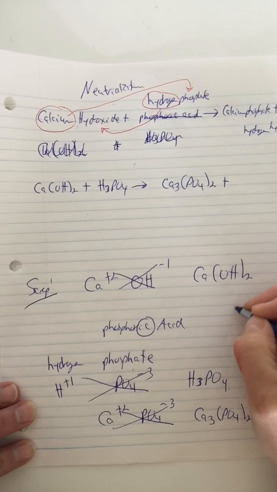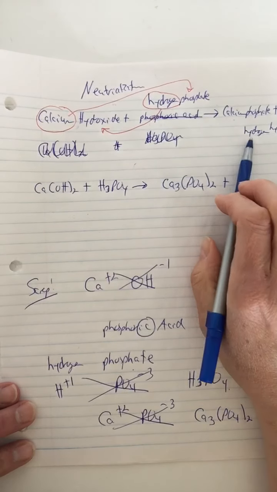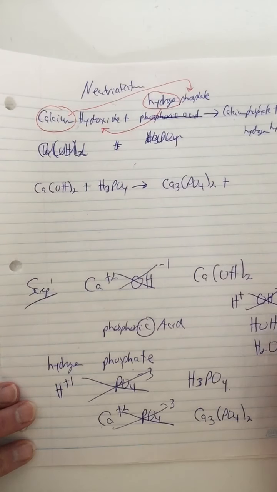What does that look like? Hydrogen 1+. Hydroxide's a 1-. HOH, which is also H2O. So water is hydrogen hydroxide. I like to write it HOH because then you can see your polyatomics and keep them together. All right, now we got to balance this.